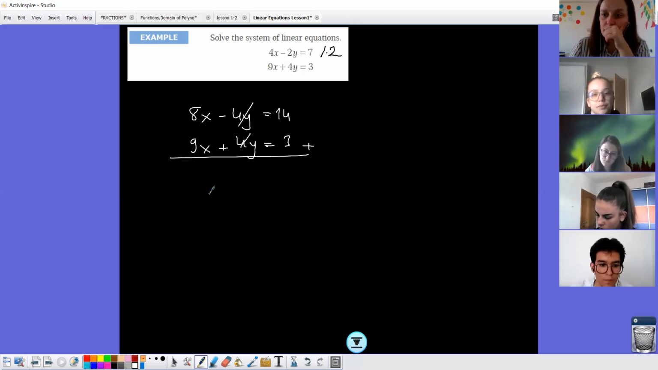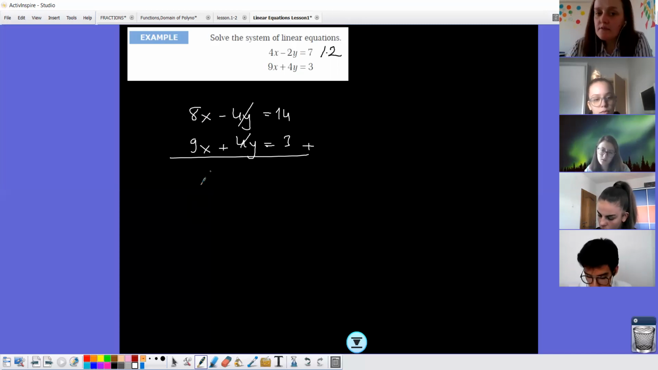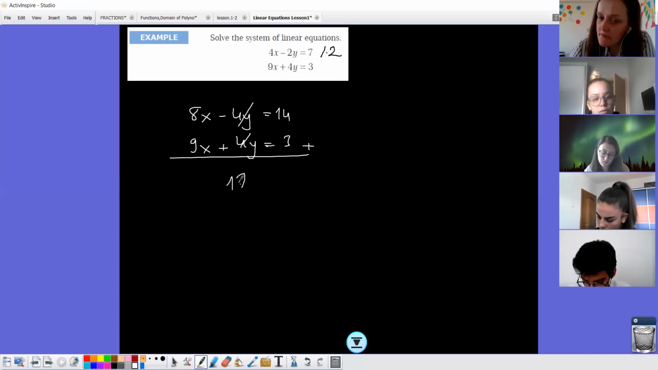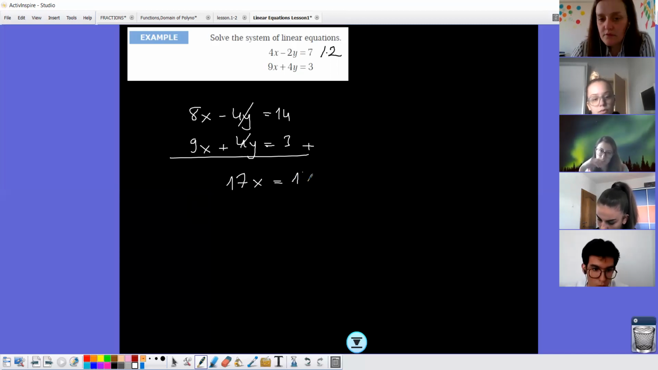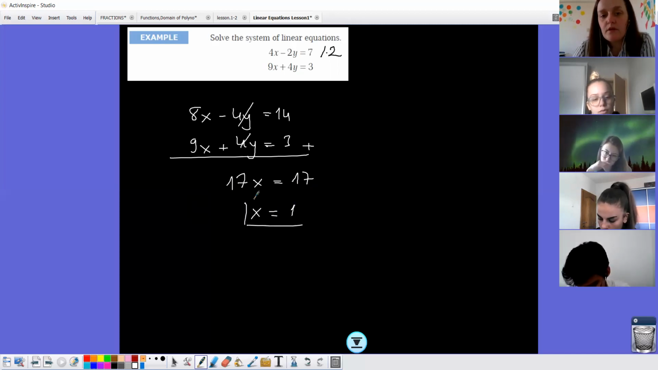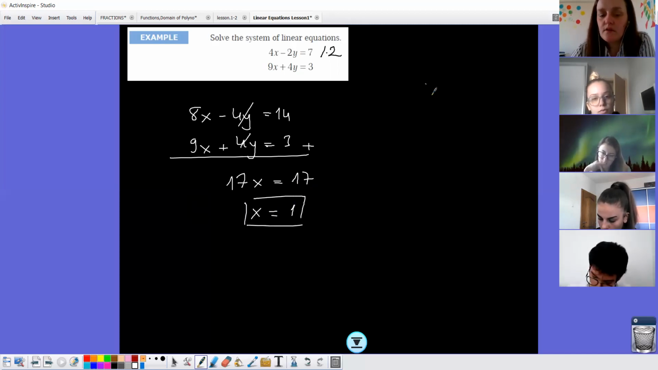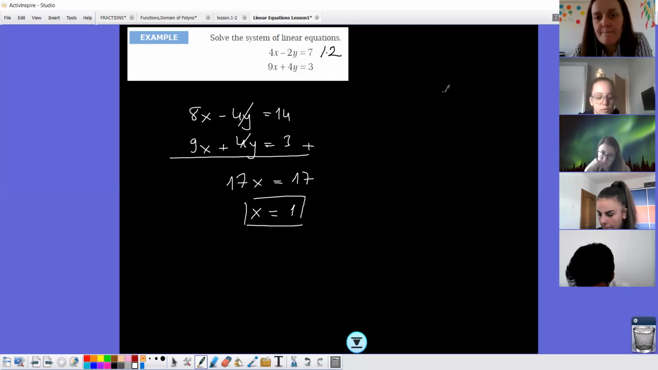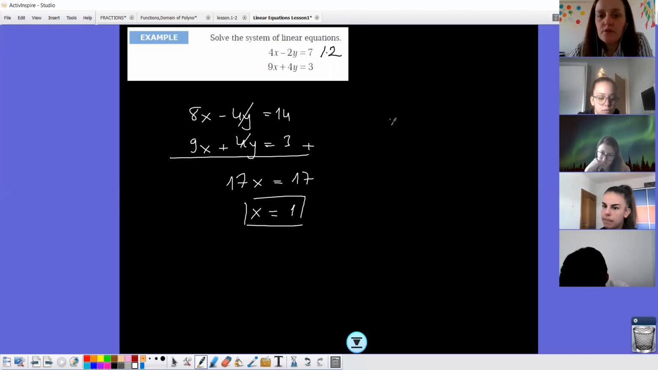Are you sure? Check. Do we have minus here? All of them are with pluses, so it will be 17x is equal to 17. X will be 1. Now we know the x. It's easy to find the y. Which equation will you use? The second one.